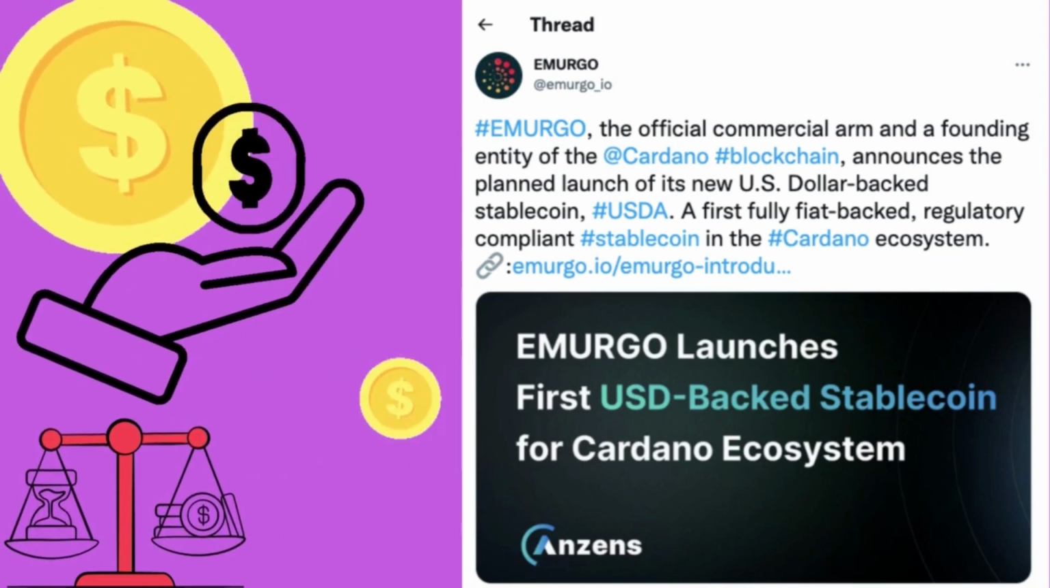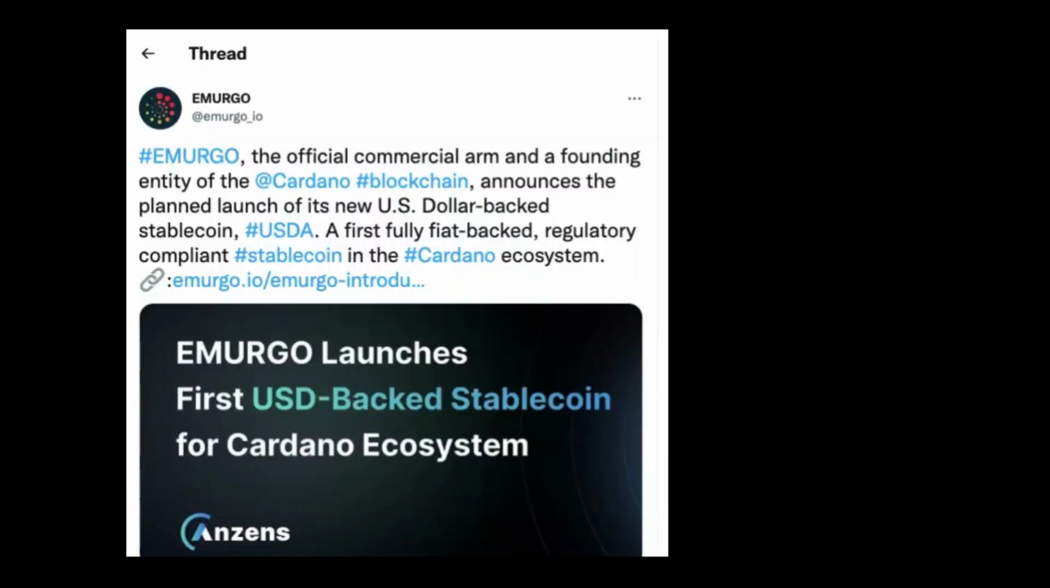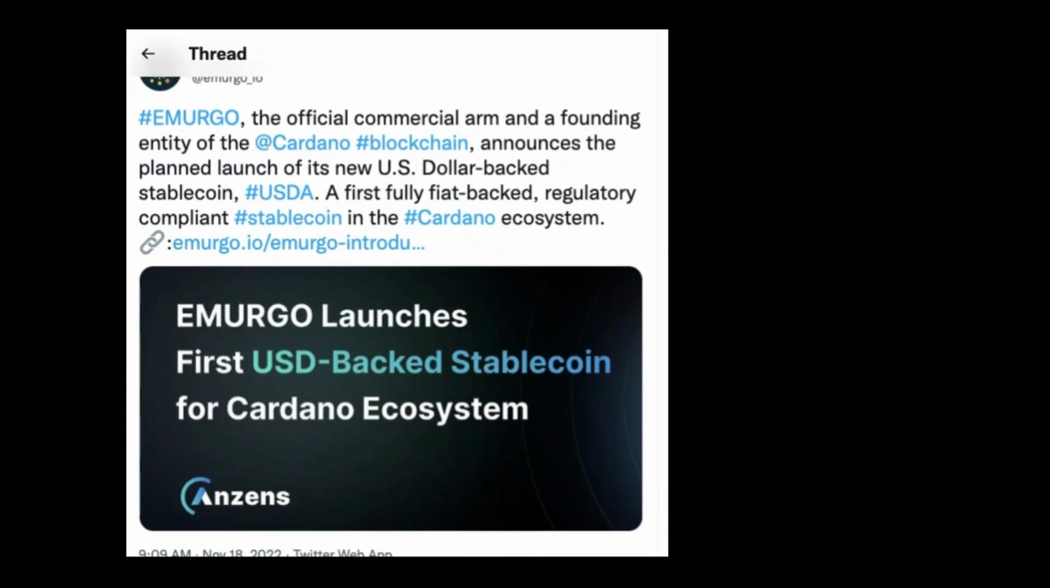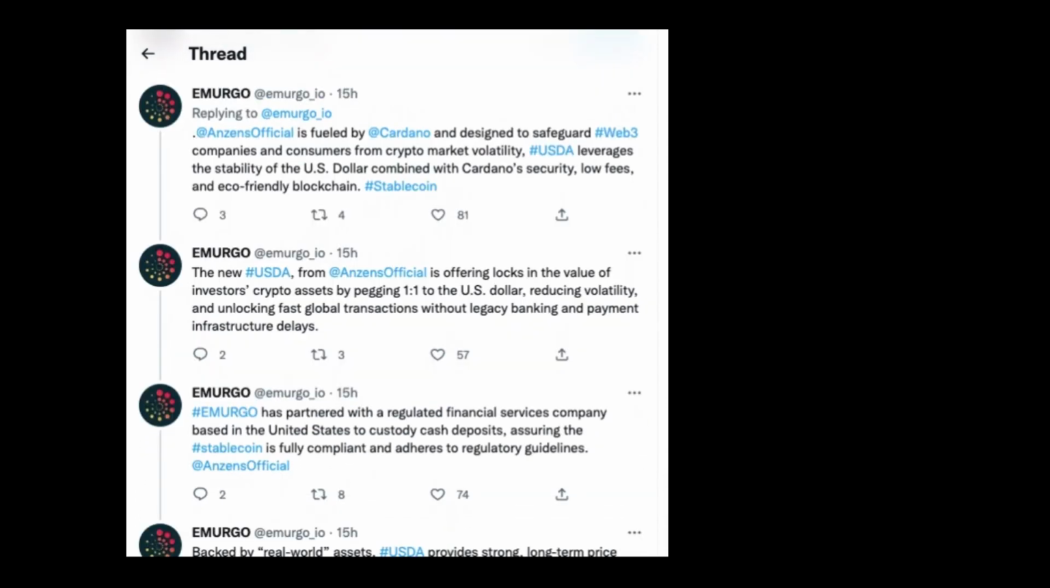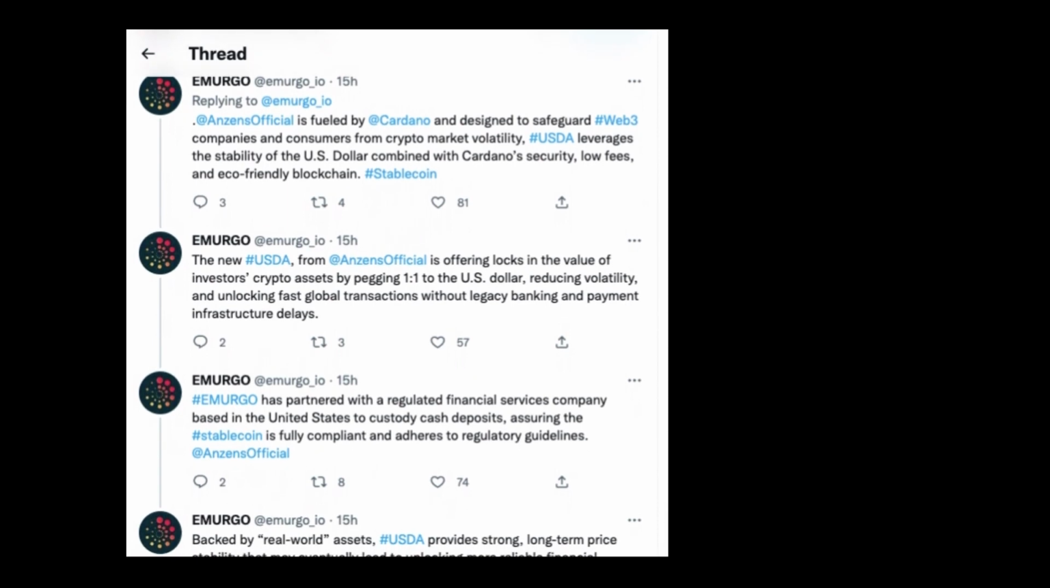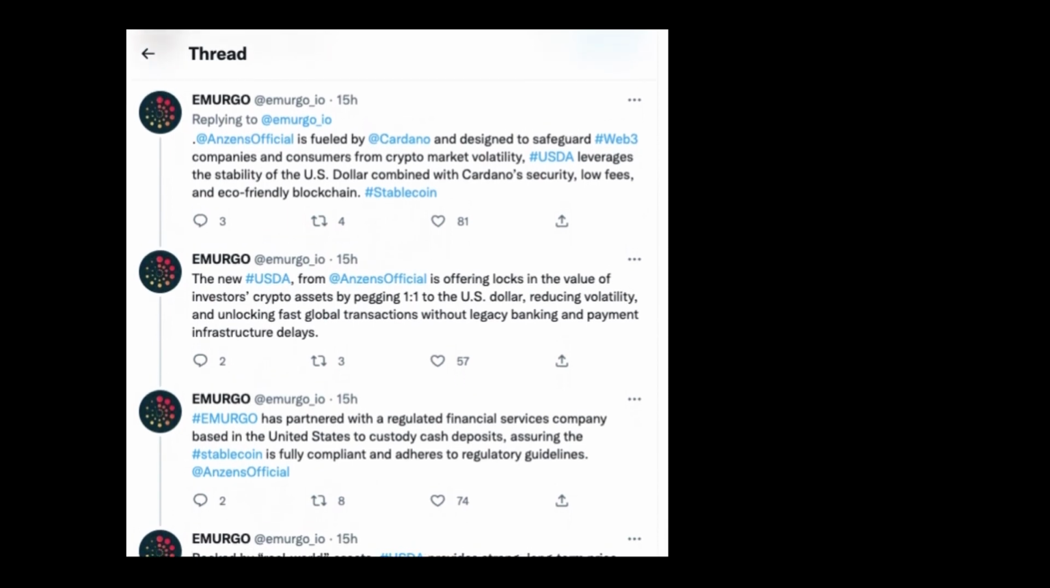Emurgo's tweet thread on the stablecoin read: Emurgo, the official commercial arm and a founding entity of the Cardano blockchain, announces the planned launch of its new US dollar-backed stablecoin, USDA. A first fully fiat-backed, regulatory-compliant stablecoin in the Cardano ecosystem. Anzens is fueled by Cardano and designed to safeguard Web3 companies and consumers from crypto market volatility. USDA leverages the stability of the US dollar combined with Cardano's security, low fees, and eco-friendly blockchain.